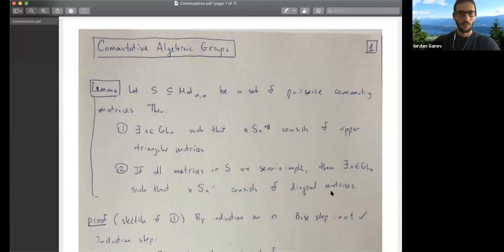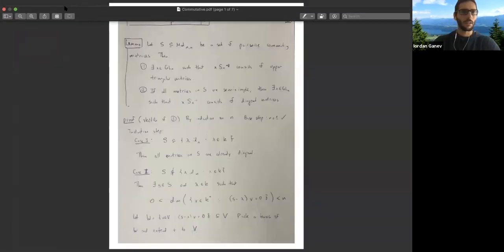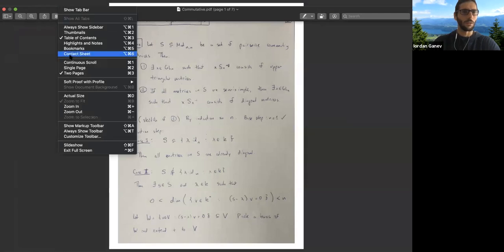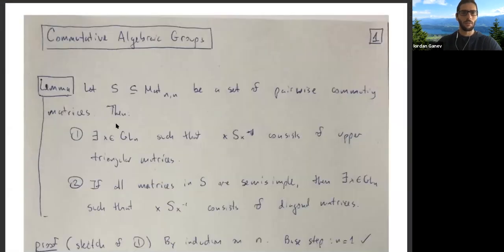Okay, any more questions? I'm glad you guys are interested in this picture. Okay, so then let's move to the next chapter, which is about commutative algebraic groups.